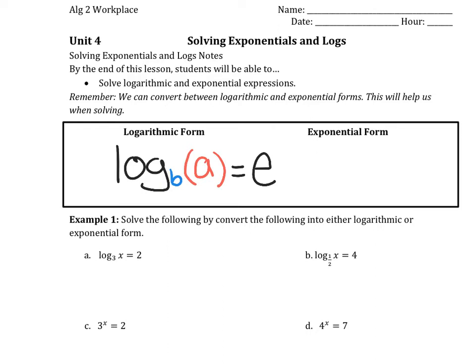To go to exponential form, the base of the log is still going to be the base of your exponent. So you always start with the base, and you go across the equal sign. Whatever this equals is going to be the exponent of your exponential. And then you come back around and it's going to equal whatever you were taking the log of.